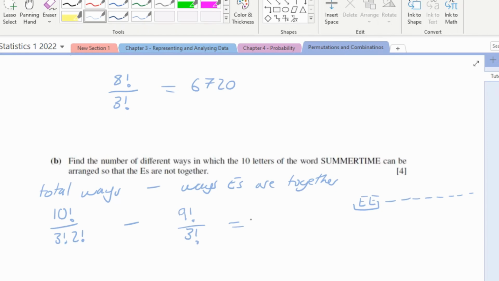I've got a different answer when I wrote this before, but I may have made a mistake. Yeah, I got 241,920. What happened? Did you just do one of them? Yeah.